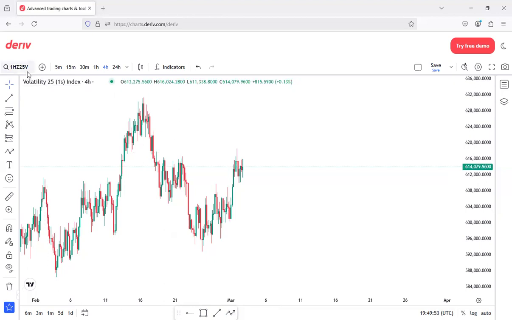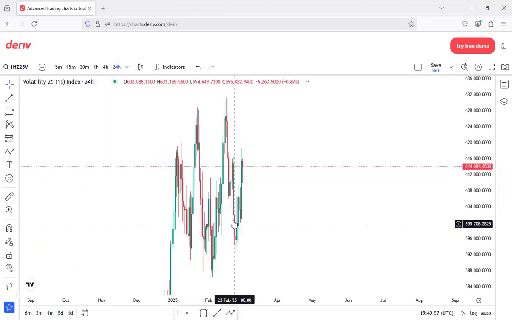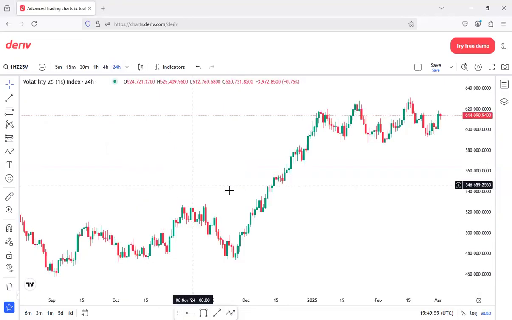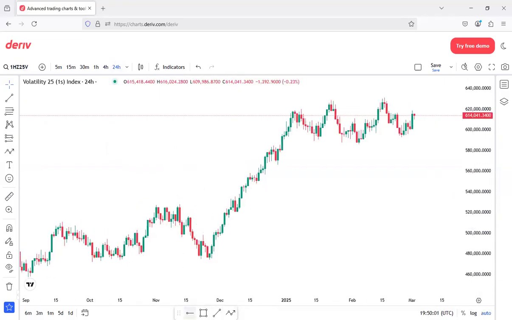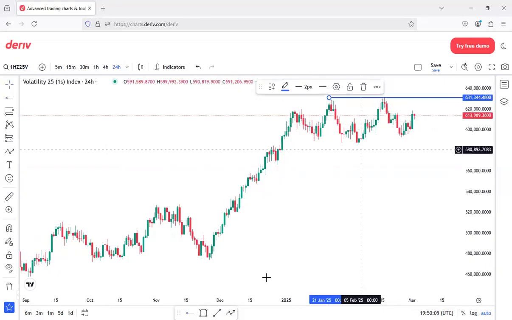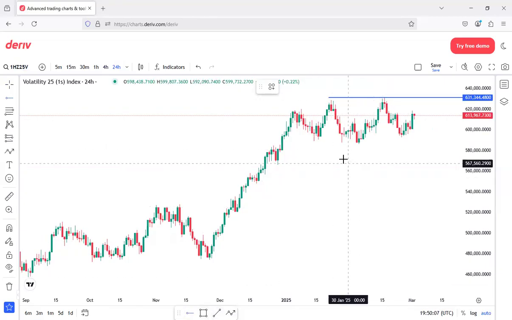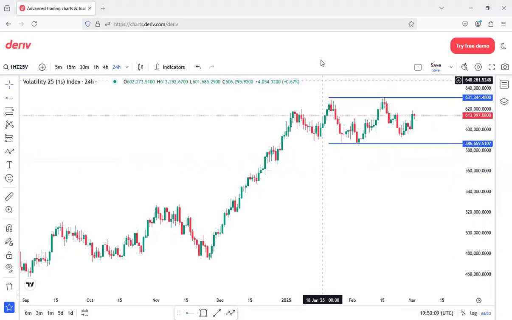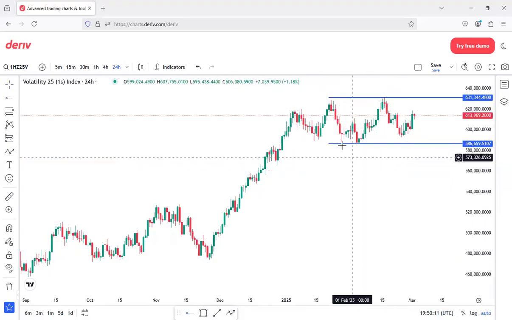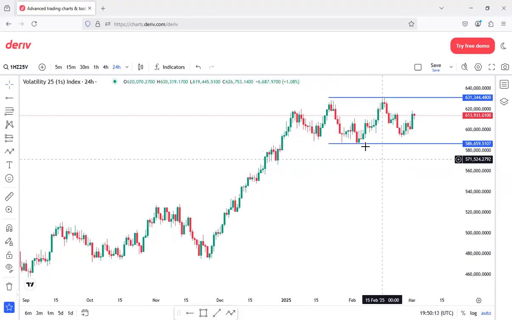And we'll go down to the Volatility 25 (1s) index. This is it. Currently on the daily time frame, so I switched it to the daily time frame. If you notice, this pair has been my favorite pair since I've been trading. This is the highest level price went and the lowest level price went. If you notice in here, there has been a consolidation. Price has been consolidating in here.